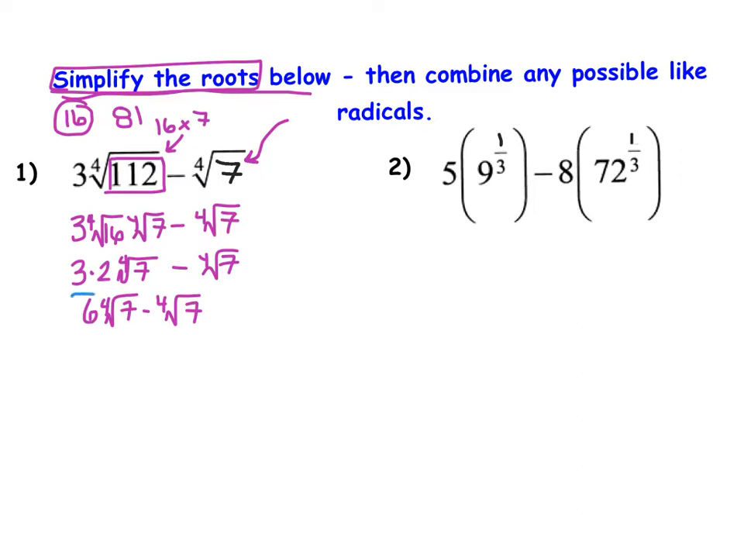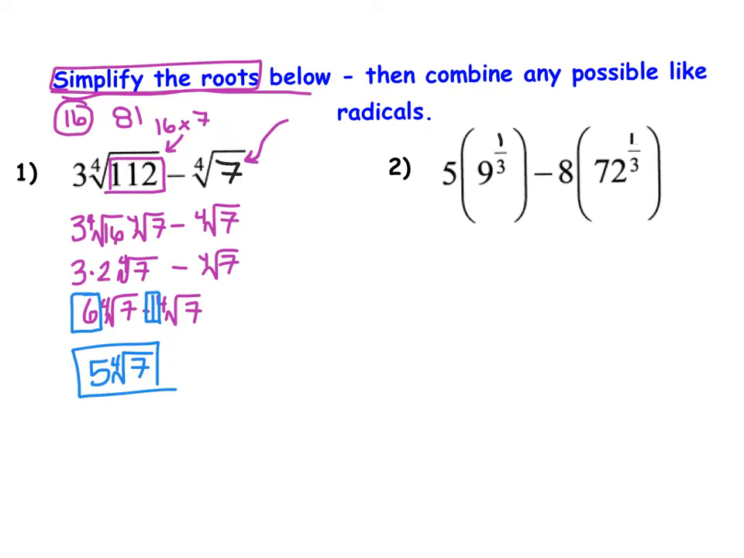So here I notice that the coefficient of this root is 6 minus the coefficient of this root is 1 because it's an implied 1 out in front. So 6 minus 1 is 5. So I have 5 fourth roots of 7 as my final answer.